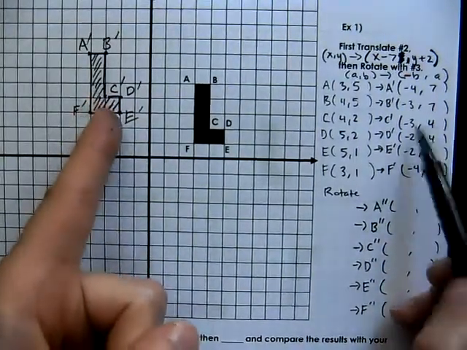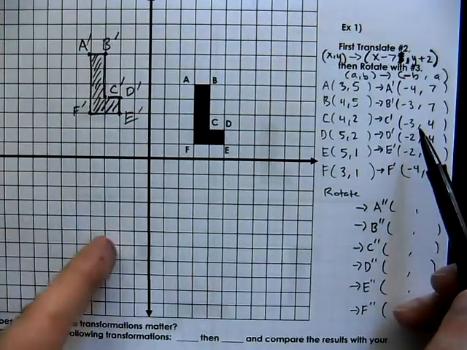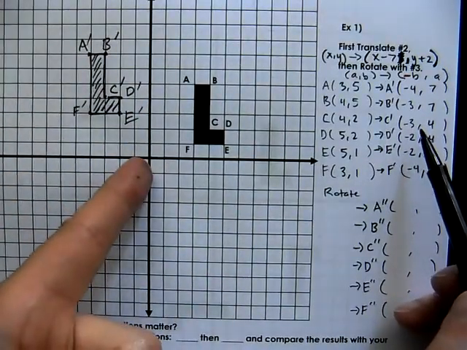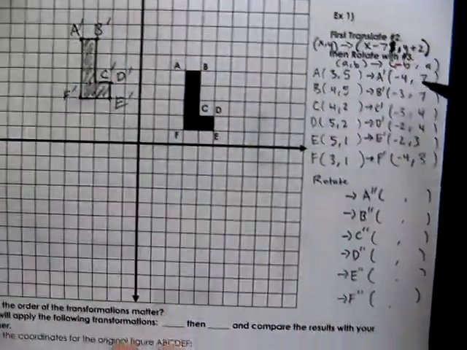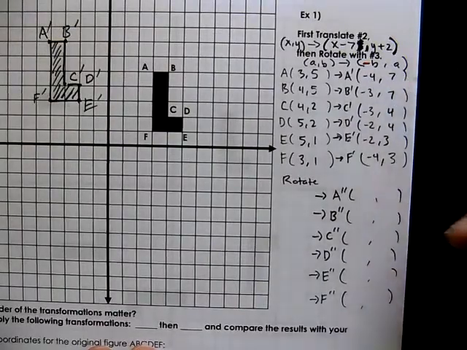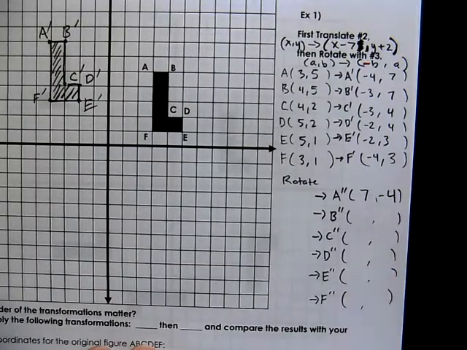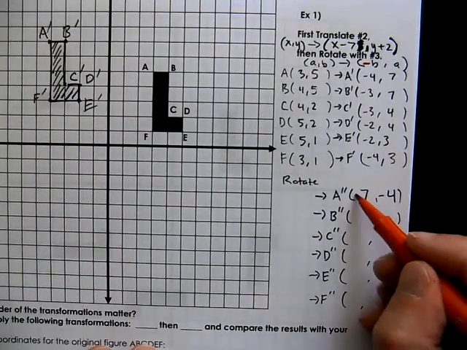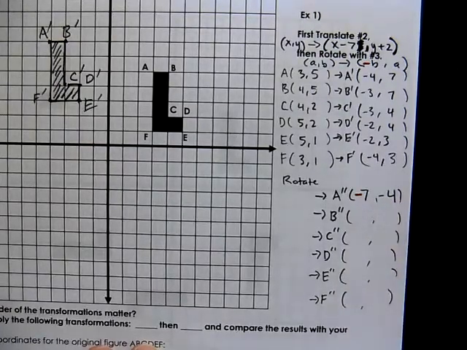So these are the numbers. This is the object that we're going to be rotating 90 degrees around the center of rotation. And so here, these are the points we're going to use. So take that A prime, which is at negative 4, 7, switch the numbers around, and then we change the sign in front. So it looks like a negative 7, negative 4.